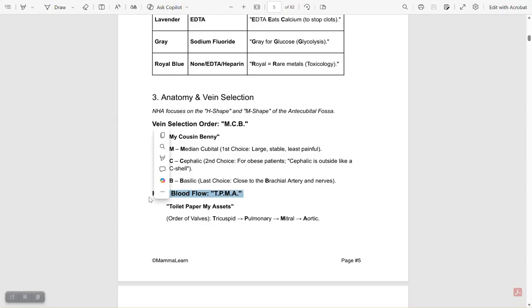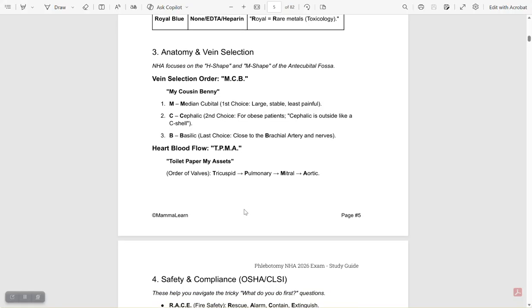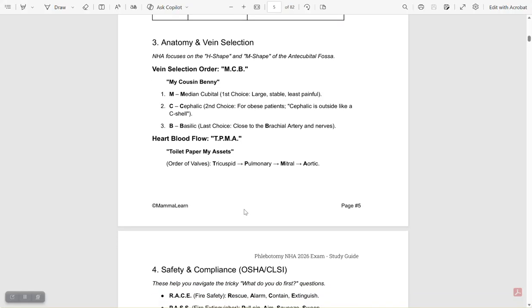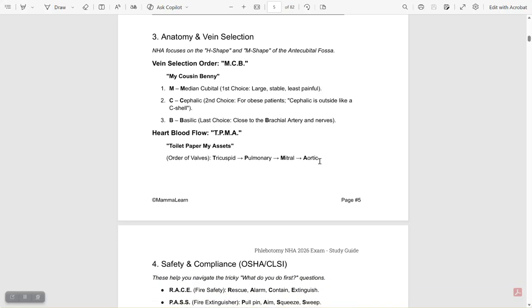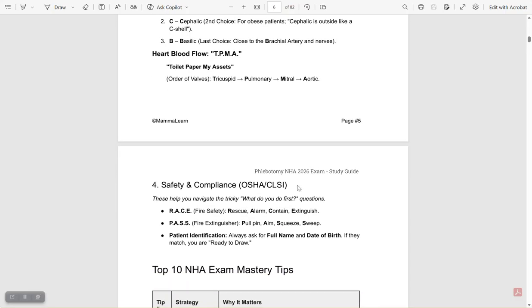Now another one, the heart blood flow is TPMA: toilet paper my assets. So the order of valves is tricuspid, pulmonary, mitral and aortic. So TPMA, or toilet paper my assets.